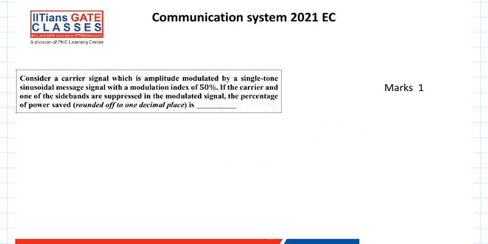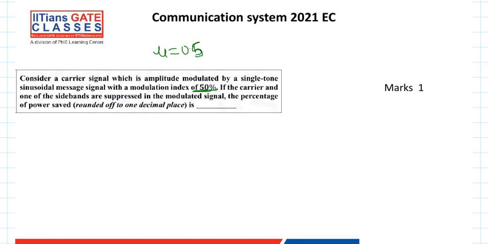Now let's go to the next problem. This problem is based on amplitude modulation. There is an amplitude modulated signal with a modulation index of 0.5, or 50%. So mu is given as 0.5. If the carrier and one of the sidebands are suppressed in the modulated signal, the percentage power saved is?